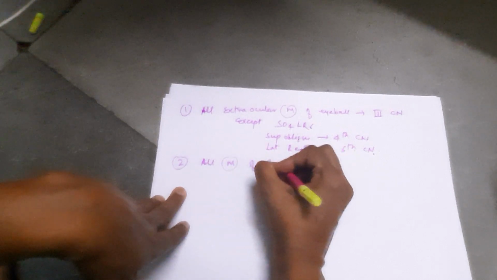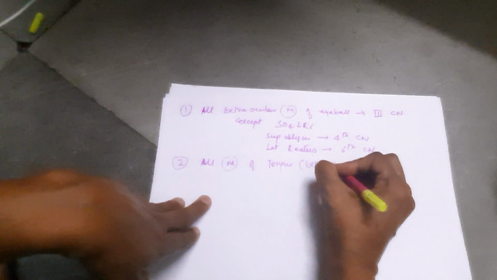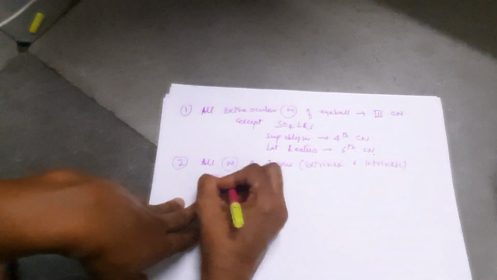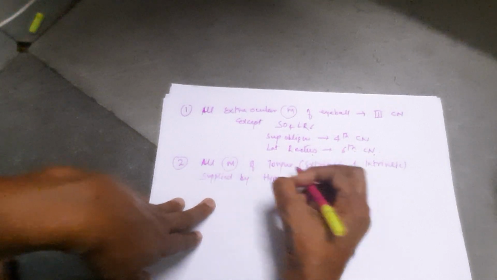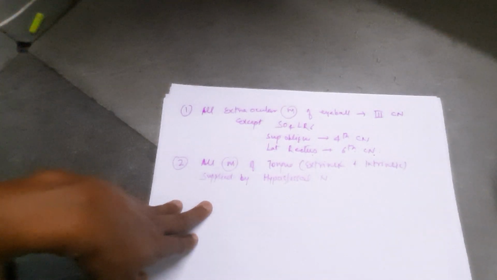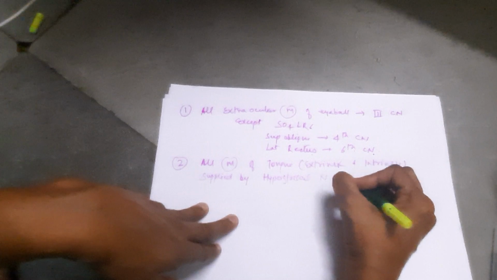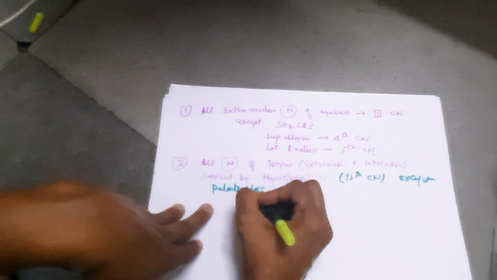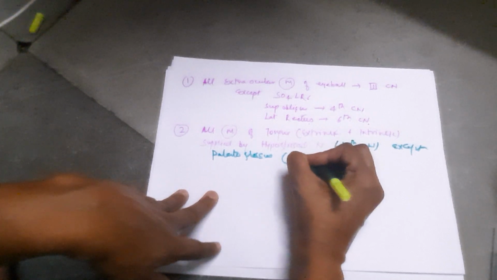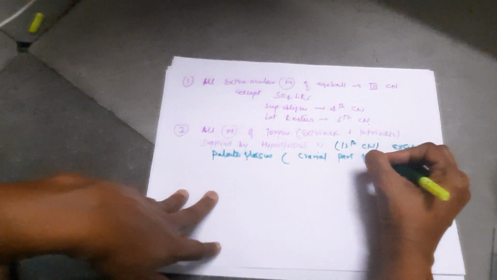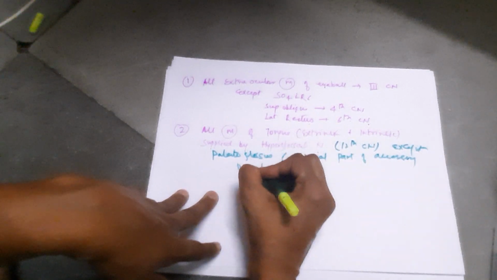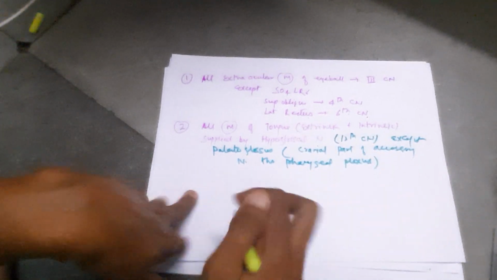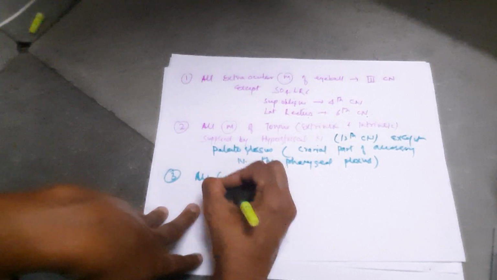Number 2 point, all muscles of tongue, extrinsic and intrinsic, all supplied by hypoglossal nerve, which is also known as 12th cranial nerve, except palatoglossus, which is supplied by cranial part of accessory nerve through pharyngeal plexus.